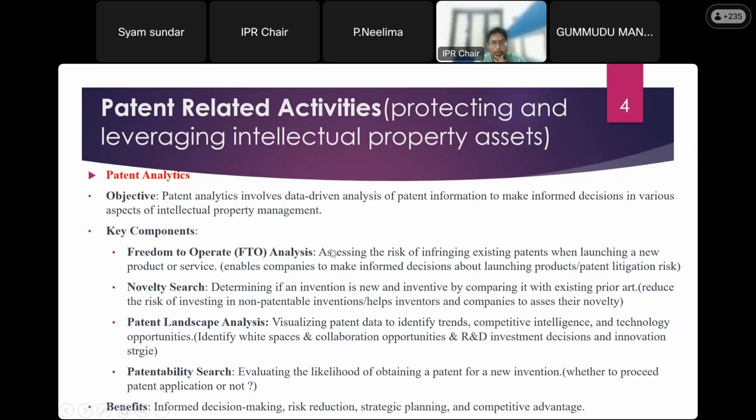And freedom to operate search or analysis. This is basically to avoid, for example, one company has come up with some invention and they filed a patent and their patent is granted. Now they want to launch their product in the market, for example, in the Indian market. So before they launch, they want to make sure that their product is not infringing anybody's patent.